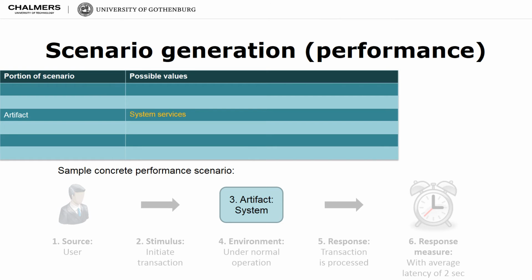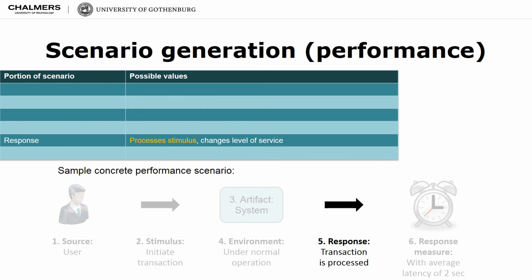And when it comes to the circumstances for this scenario, we have a choice between two options. The scenario might be specifying how the system has to behave in normal mode or in case of overload, and in this case we decided that we want to specify a scenario for the normal mode. For the response, we have two options. Either the system has to process the stimulus or it has to change the level of service, for instance, switching from normal mode to degraded mode.